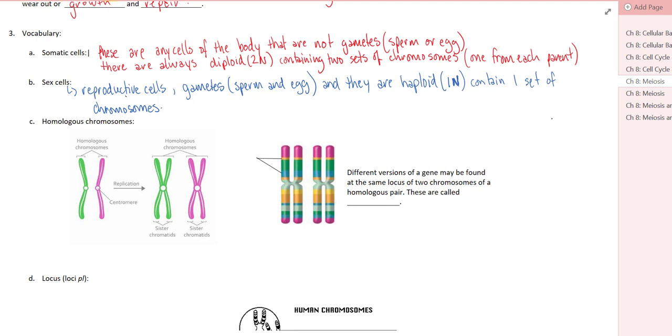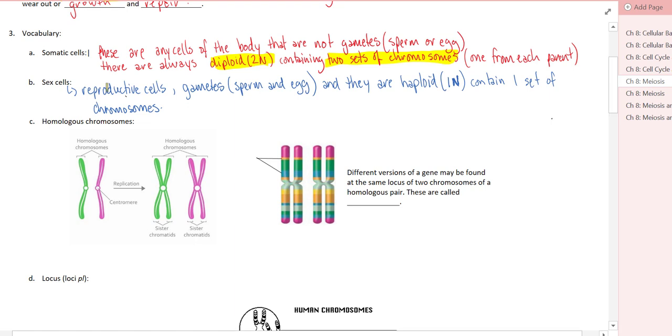Somatic cells, these are cells of your body that are basically non-germ cells, right? They're any cell in your body that's not a sperm or an egg, that's not a reproductive cell. And one of the important terms here is that all body cells are what we say diploid. They contain two sets of chromosomes, and those two sets came one from each parent, right?